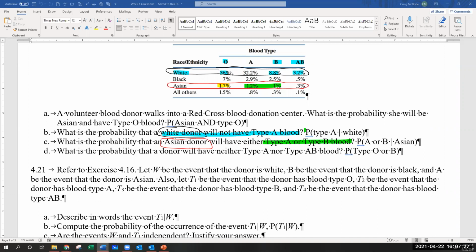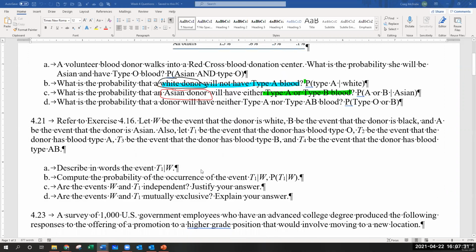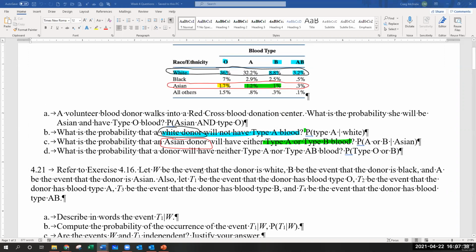So then for D, are the events white and type O blood mutually exclusive? No. I put no because both can be true at the same time. Yes. So mutually exclusive is exactly what you think, and you are absolutely correct. Mutually exclusive means that they cannot occur at the same time. So if they were mutually exclusive, then that would mean no whites would have type O blood.